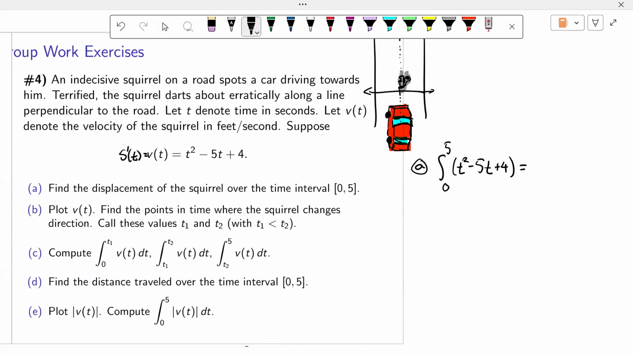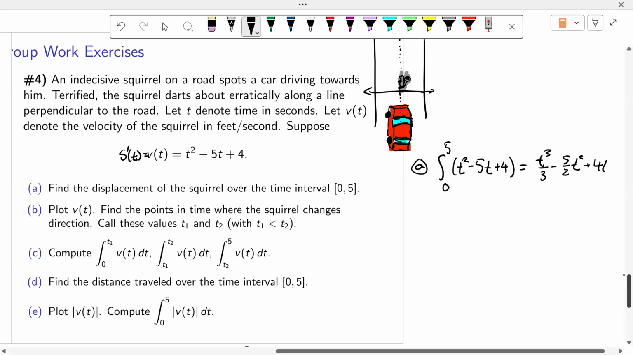Right. So if I want to compute the displacement, it's pretty straightforward. In theory, I just have to take this antiderivative, right? So I'll have t cubed over 3, minus, well, I guess it'd be 5 over 2 t squared, plus 4t right there. Evaluate at 5 and 0.